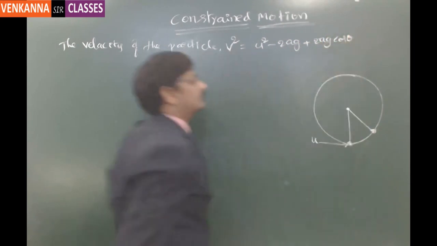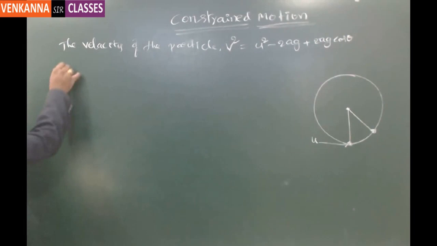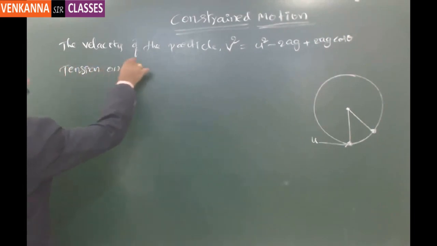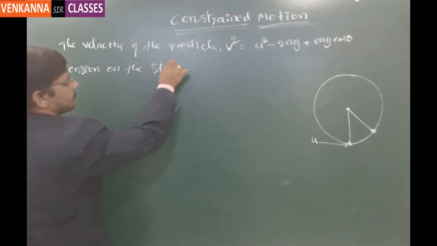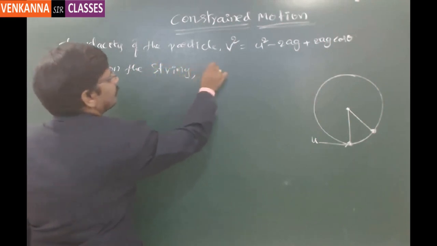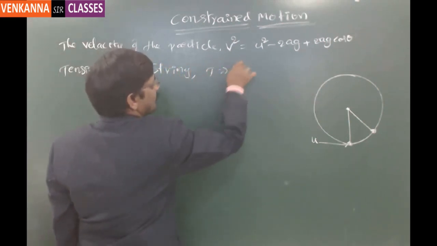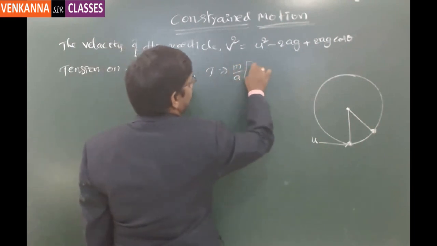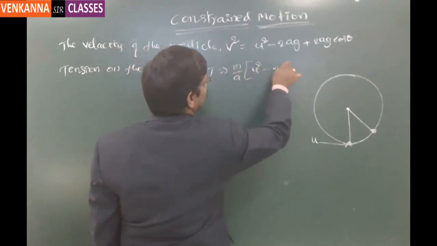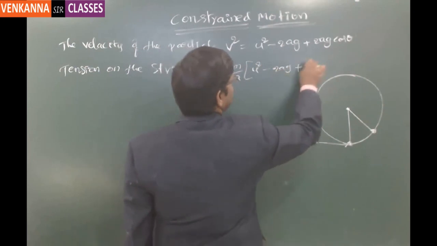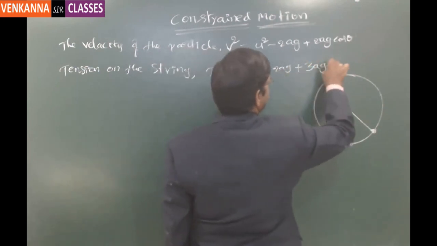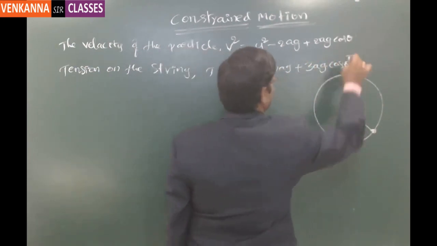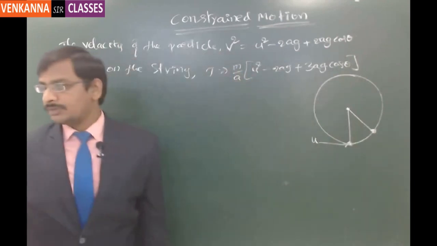So this was the velocity, and the tension on the string, T, is given as m by a times of u square minus 2ag plus 3ag cos theta. So this is the tension of the string.